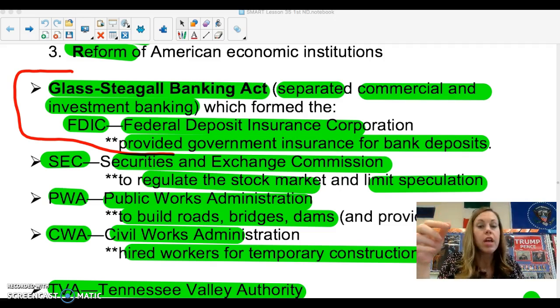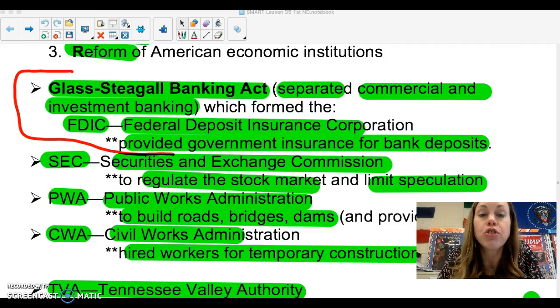Okay, banks down here. So it separated commercial and investment banking. So now, just having a checking account or a savings account, you would have a commercial bank, whereas an investment banking institution deals largely in wealth management, meaning you have a lot of money and you're investing it in stocks and bonds, etc. Also, we have the FDIC, which frankly I think is the most important thing on this list. Federal Deposit Insurance Corporation, and it provides government insurance for bank deposits.